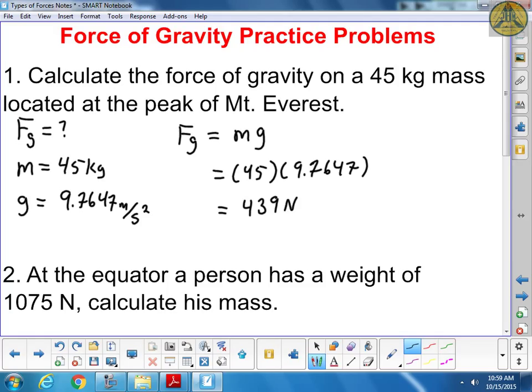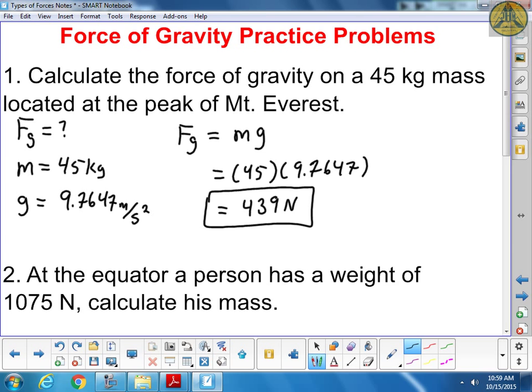Get to the second one. I'm not going to do the last question. At the equator, a person has a weight of 1075 Newtons. Let's calculate his mass. So the weight is the force of gravity. Quite often, some students will forget that, and come test time, you'll ask, what's the weight? I'm not going to tell you. It's one of those things you need to know, that the force of gravity is the weight of an object, one and the same. And so that's 1075.